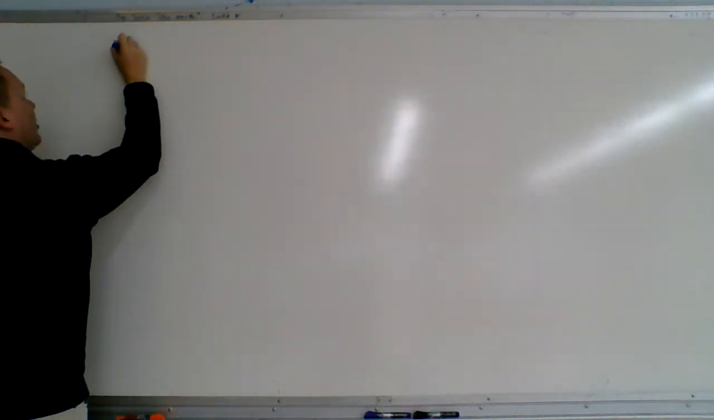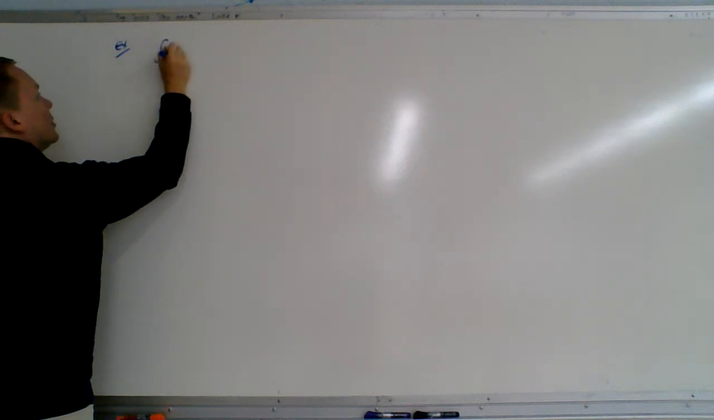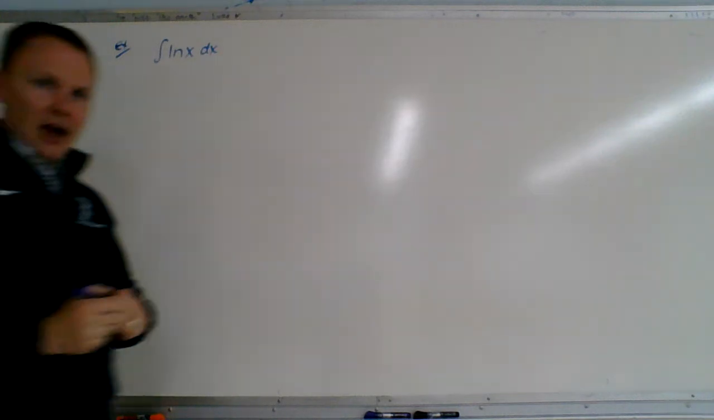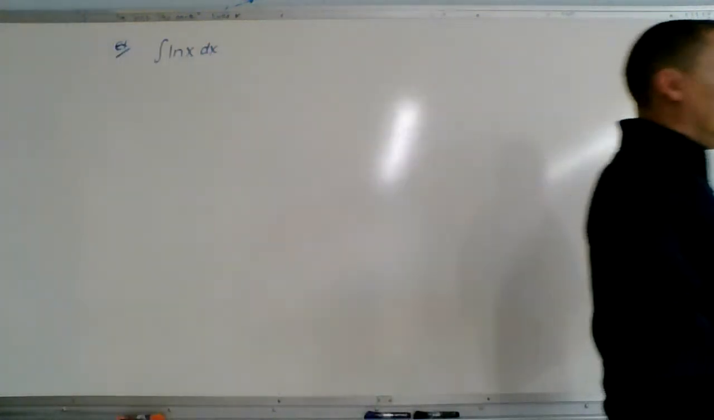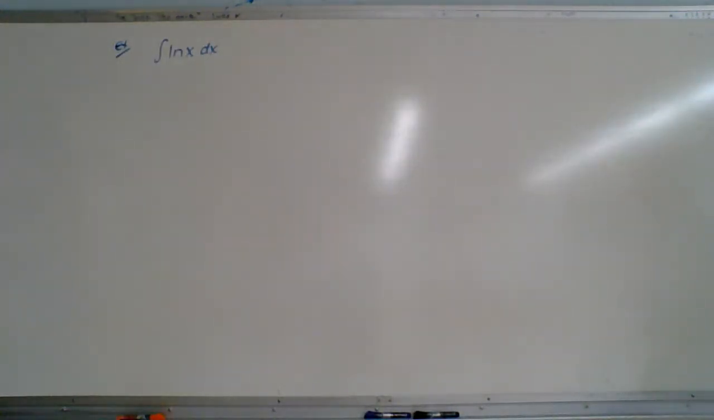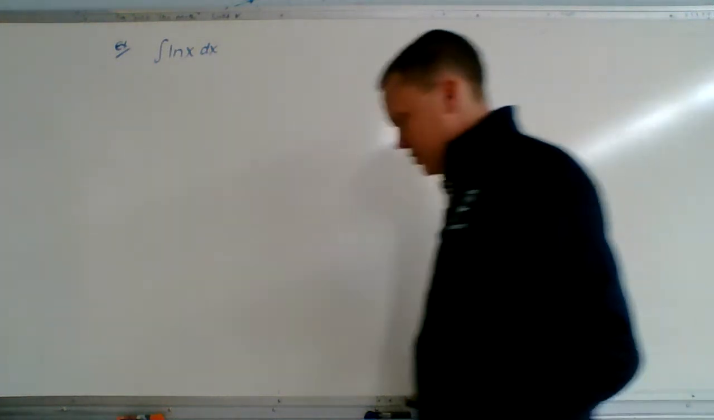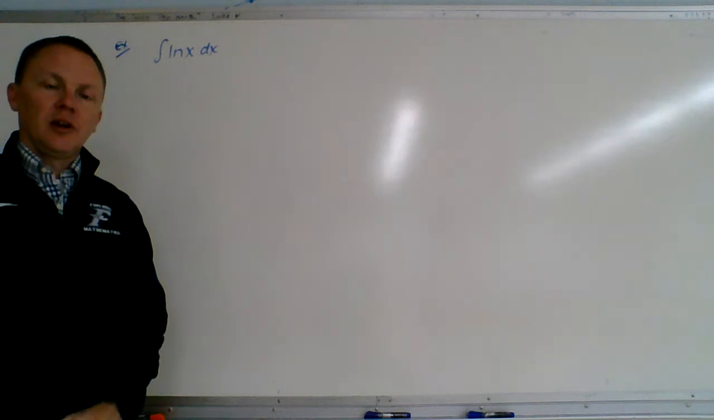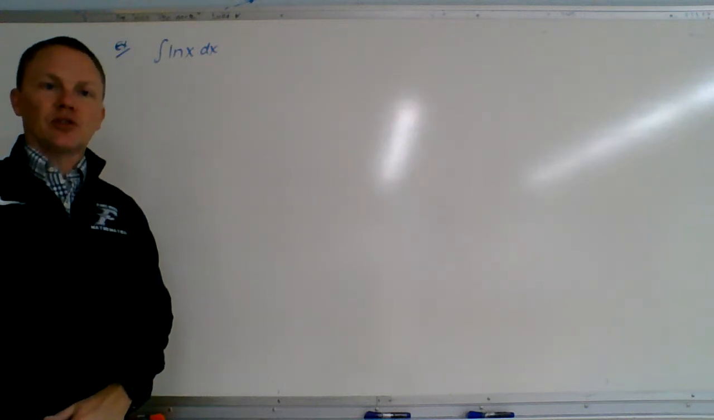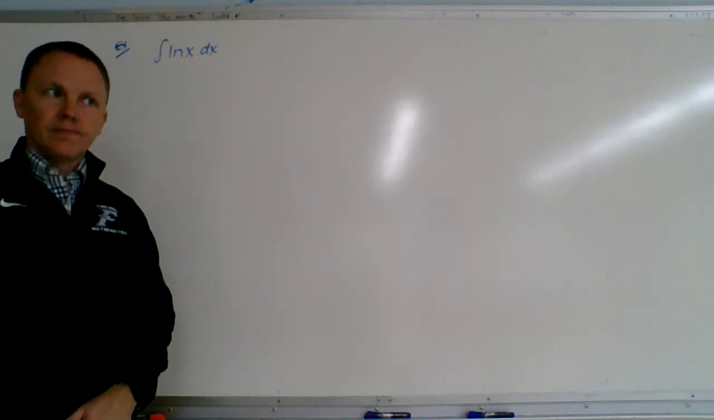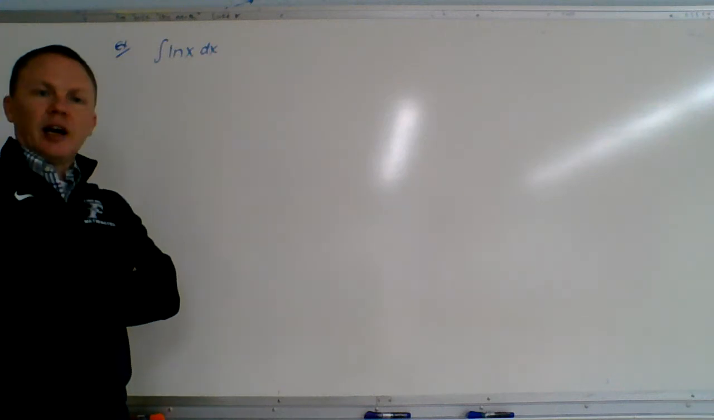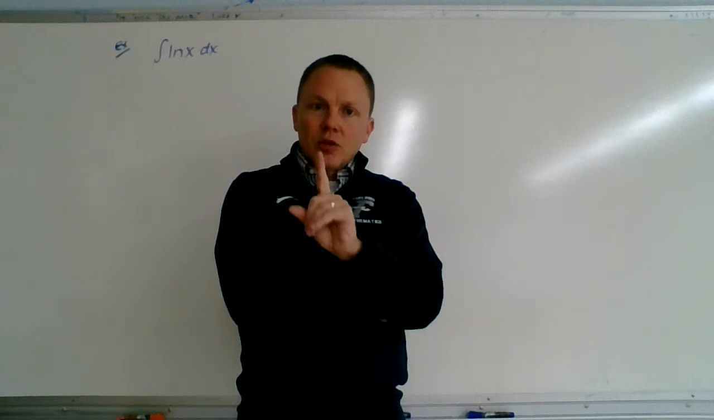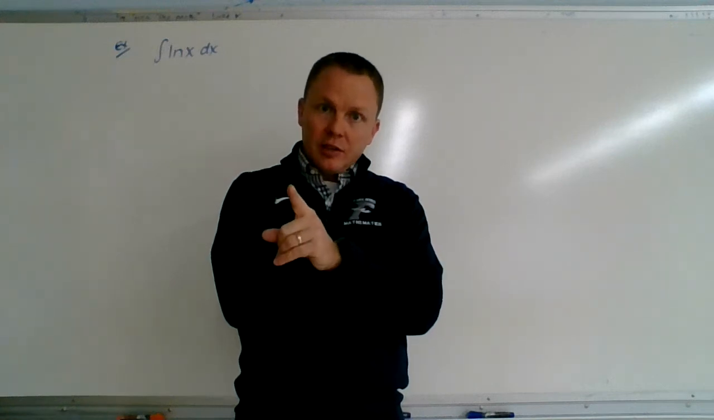So another example. So I have the antiderivative of natural log of x. What function has a derivative that's equal to the natural log of x? Now, you might be sitting there thinking it's 1 over x, but that's not right. Because the derivative of natural log of x is 1 over x. Okay?